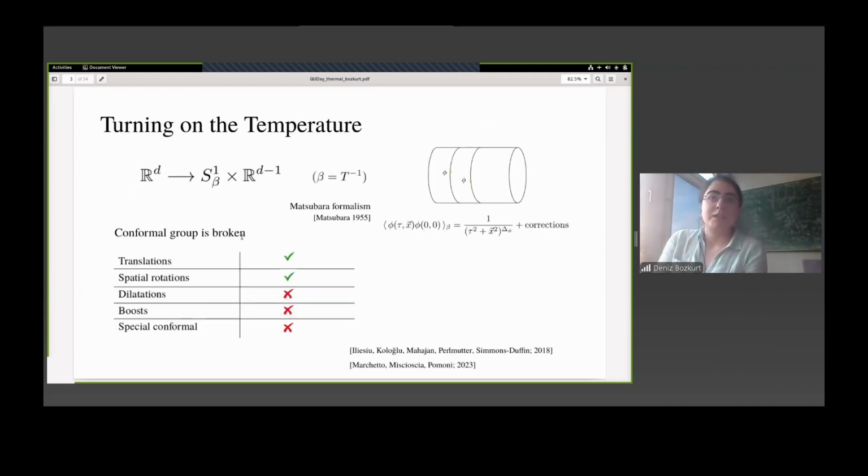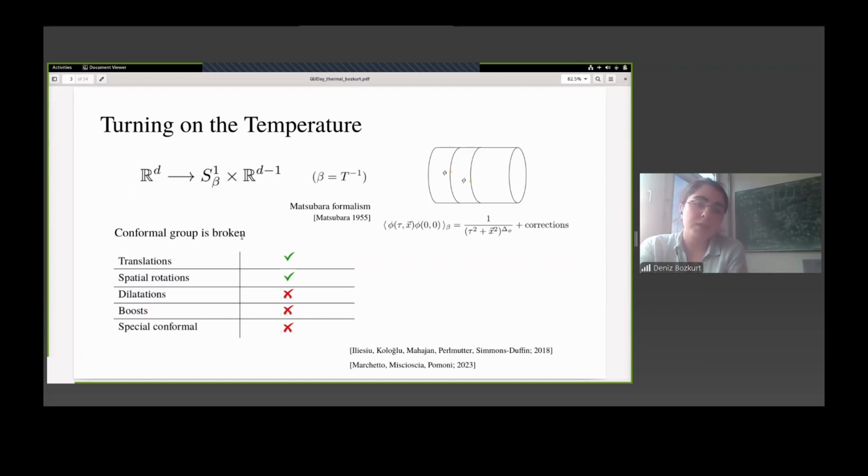So then let me tell you what I mean by turning on the temperature. Of course, this is not the only way to do it, but this is the way we will focus on in this paper and in this talk. We consider a CFT in the flat background, and then we place the CFT on a cylinder, a d-dimensional cylinder. When we do this, we immediately introduce a scale to our theory, the temperature, which is parameterized by the circumference of the compact direction in the background manifold.